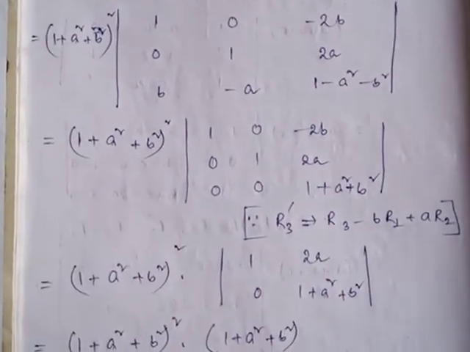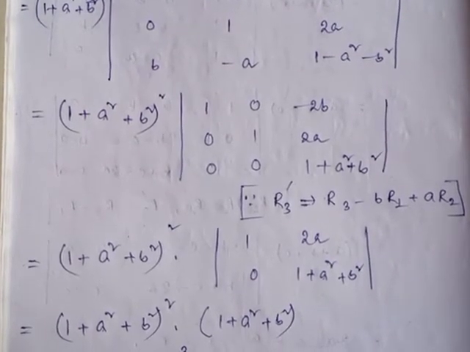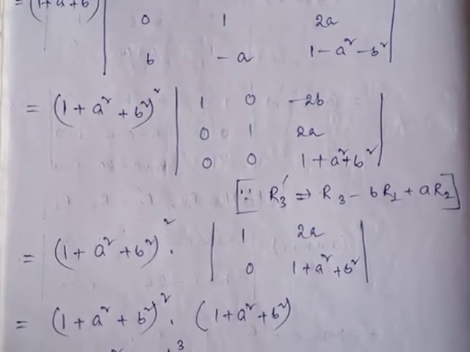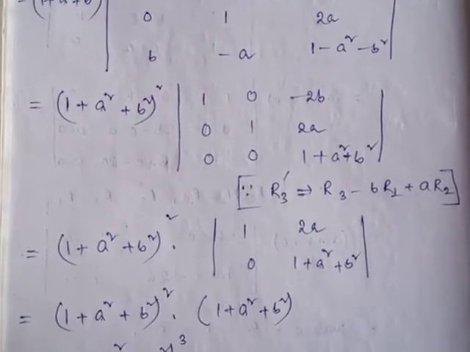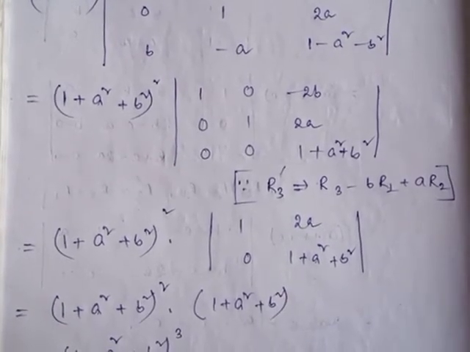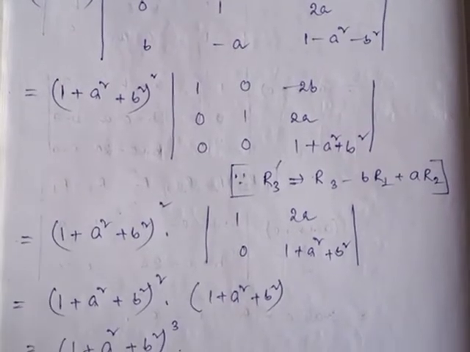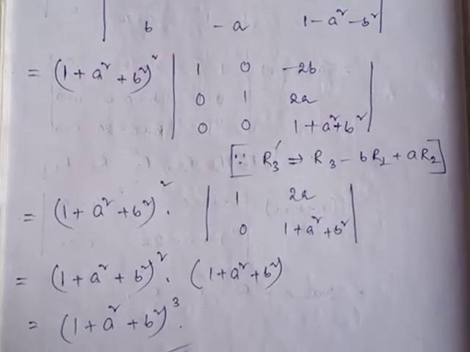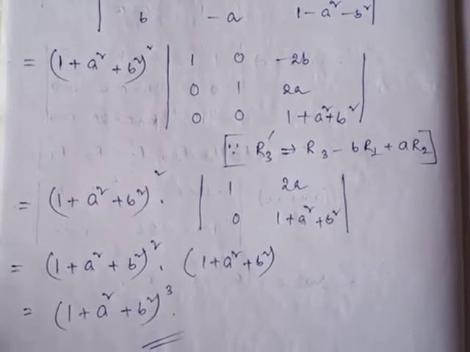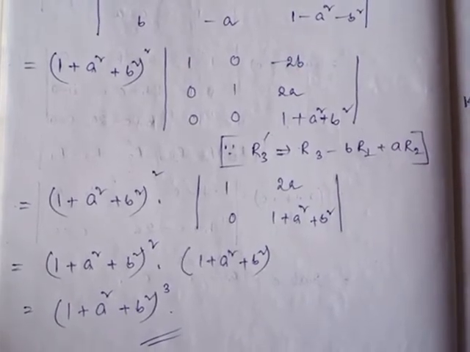So after calculating we get 1 plus a square plus b square whole square, then 1, 0; 2a, 1 plus a square plus b square. So we get 1 plus a square plus b square and 1 plus a square plus b square whole square, remaining same. So after multiplication we get 1 plus a square plus b square whole cube, which is the right hand side given. That's proved. Okay.